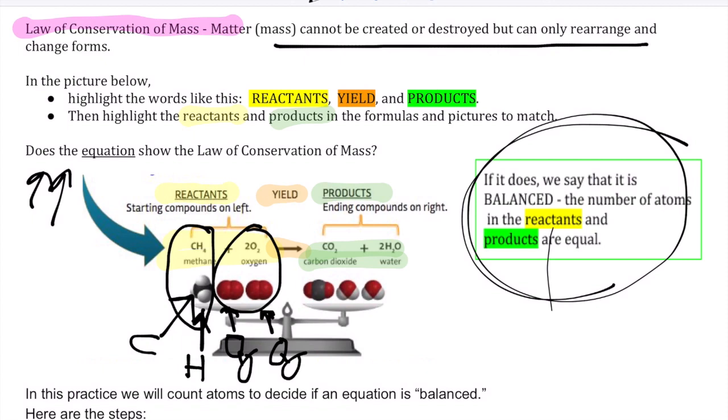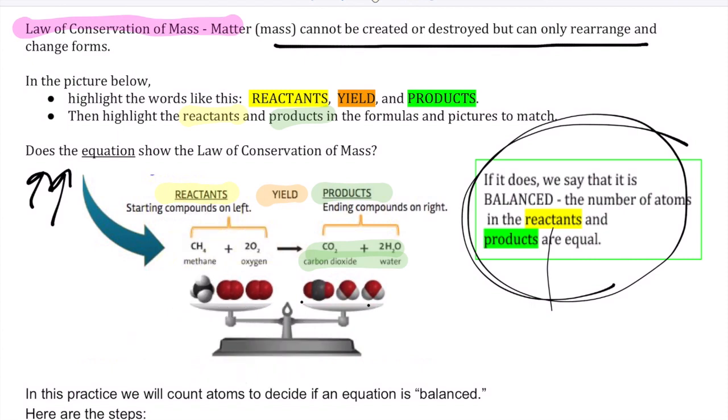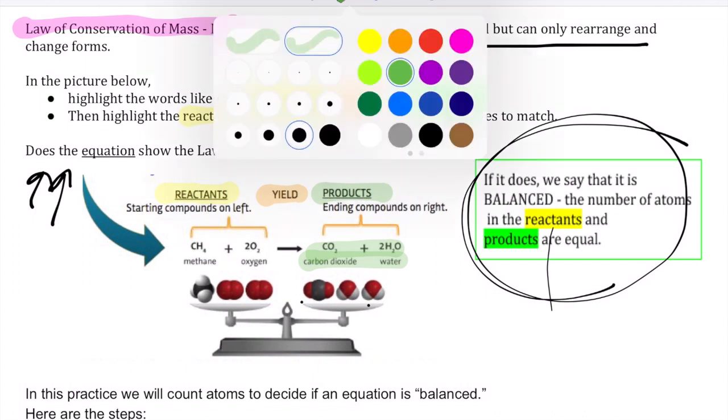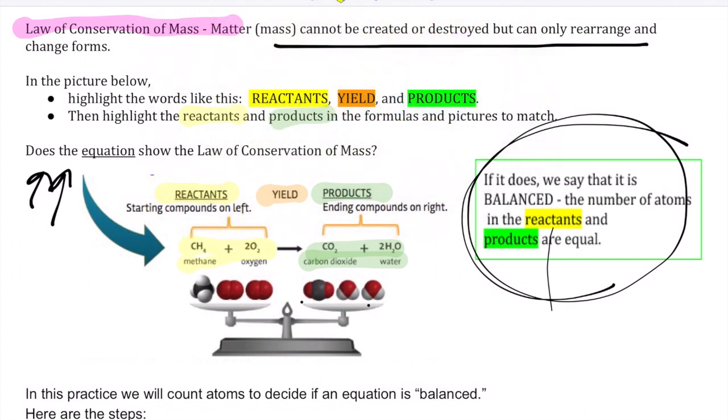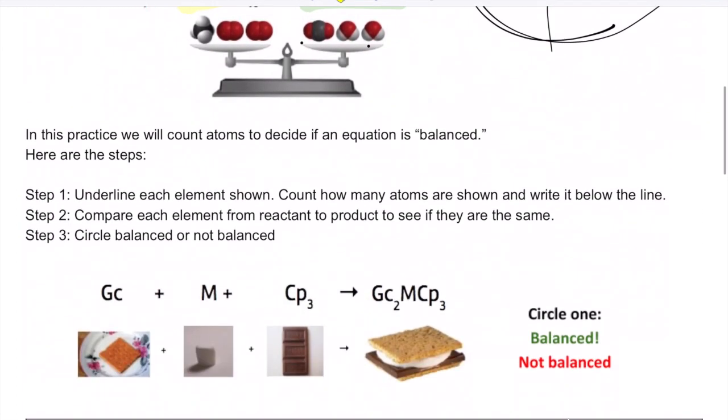And now those atoms have just rearranged, and now they're just bonded in a new way. Here's my carbon again, and here's my four red oxygens again, and my four white hydrogens, but they're all bonded in a new way. So eventually we want to be able to just look at formulas to see that relationship and see that they are the same number of atoms on both sides. So in this practice, we will count atoms to decide if an equation is balanced.